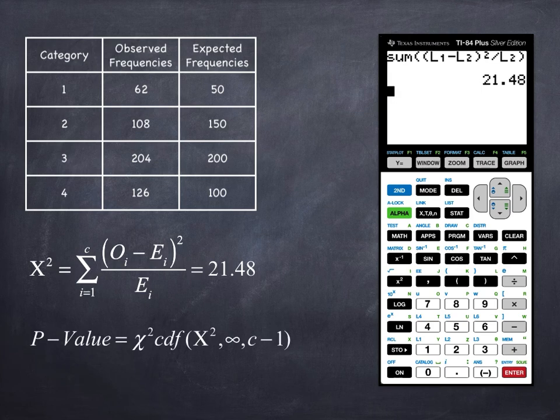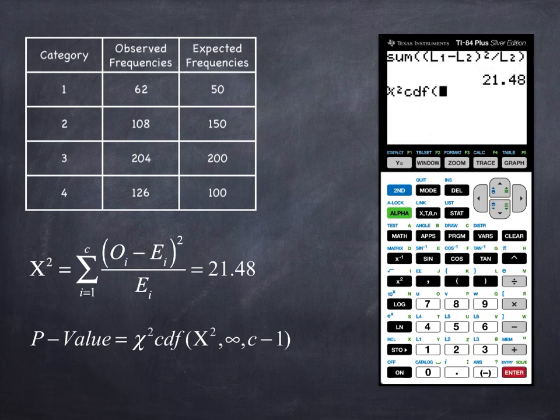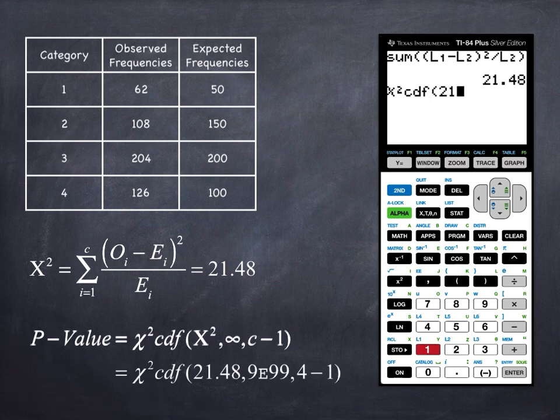Now we take this chi-square test statistic value and use the chi-square CDF command to calculate the p-value. We do this by pressing second vars to bring up the distribution menu. Arrow down to the chi-square CDF command, press enter, and then you enter in the chi-square test statistic value we calculated in the previous formula. In this example, it was 21.48. Then comma, infinity. Well, in the calculator, we approximate infinity by entering in 9, second comma for the E, and 99, comma.